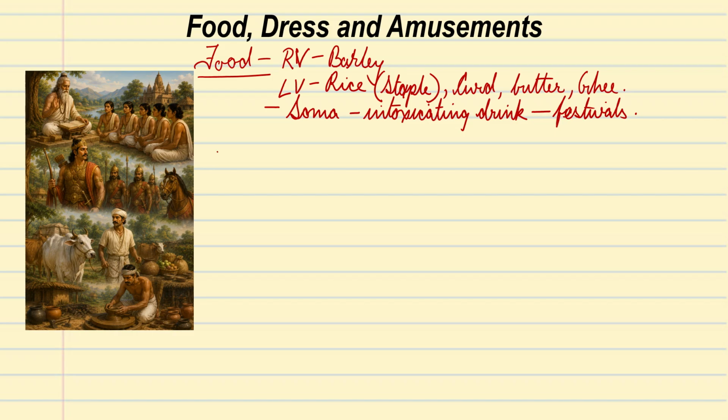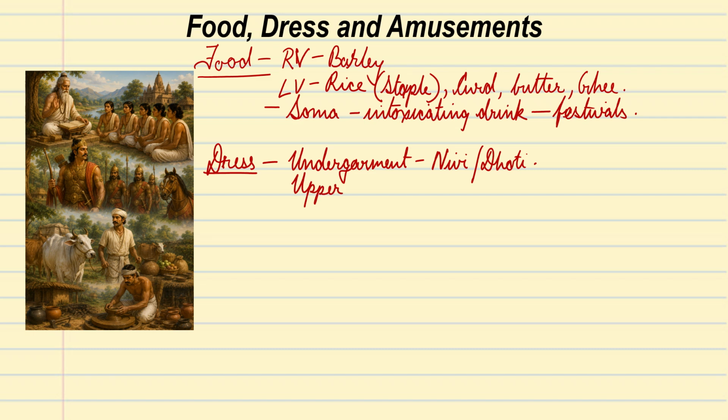And now we will discuss dress. So how the people used to decorate themselves. Clothes worn were simple. The undergarment was called nivi or dhoti. We had an upper garment. What was the upper garment? Vasa, which is like a shirt.